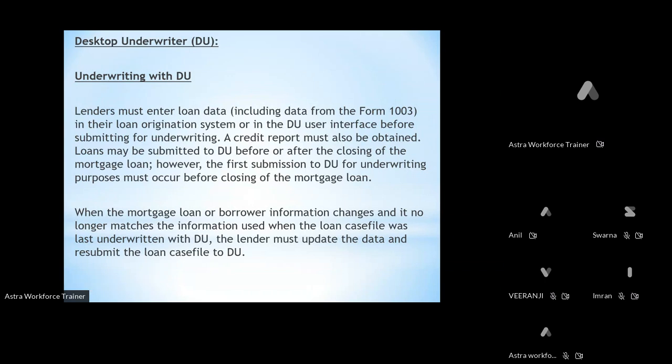Underwriting with DU. Lenders must enter loan data, including data from the Form 1003, in their loan origination system or in the DU user interface before submitting for underwriting. A credit report must also be obtained. Loans may be submitted to DU before or after the closing of the mortgage loan. However, the first submission to DU for underwriting purposes must occur before closing of the mortgage loan.